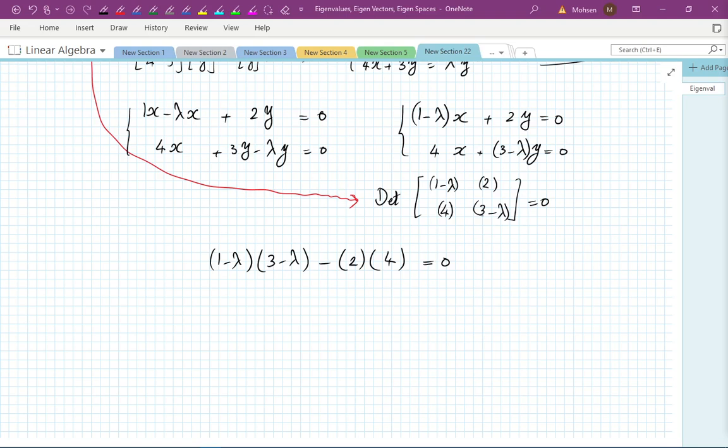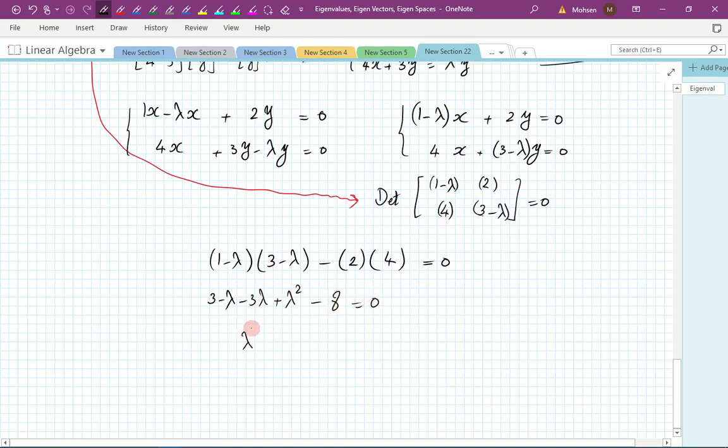So what do we do? Well, by now we are in the territory of easy problems in, say, Algebra 1 in high school. You just multiply stuff out. So 1 times 3 minus lambda is 3 minus lambda. Minus lambda times this thing is minus 3 lambda plus lambda squared. And minus 8 equal to 0. Right, in civilized order: lambda squared minus 4 lambda, 3 minus 8 is minus 5, equal to 0.